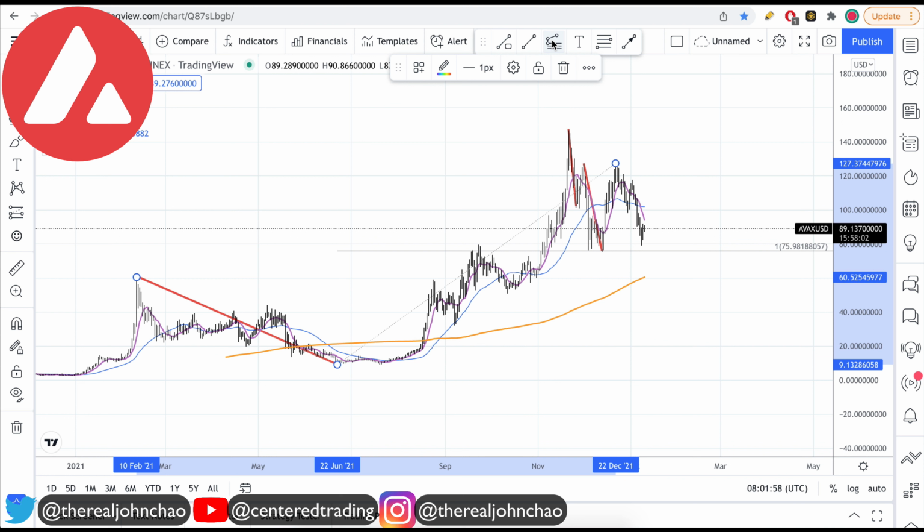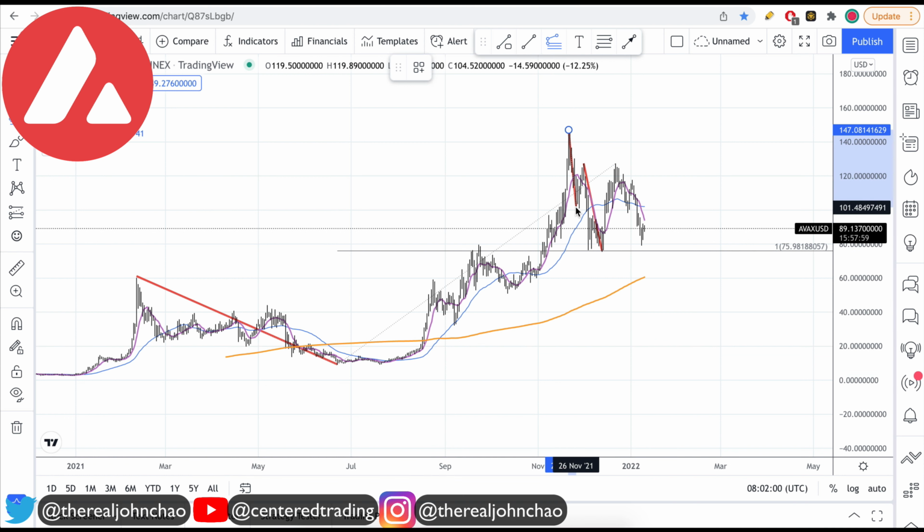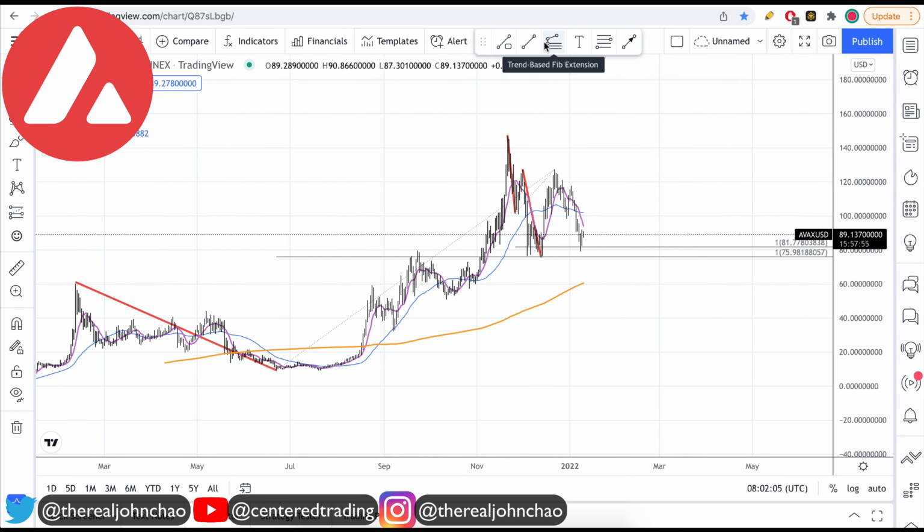Now I got two more over here. Pivot high, pivot low, pivot high. That'll be my second price relationship. In addition, I have another one over here as well. Pivot high, pivot low, pivot high.